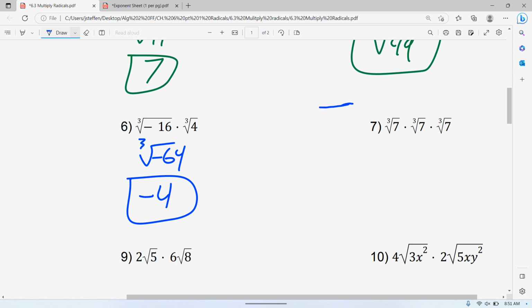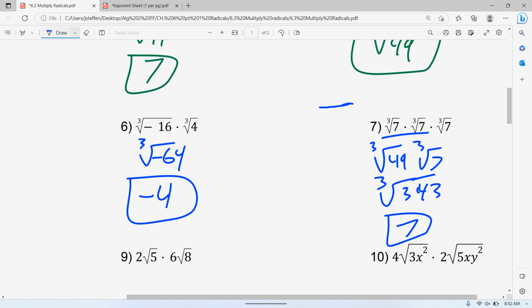And number 7, the last one like this. Again, we have the third root of 7, multiplied by the third root of 7, multiplied by the third root of 7. So technically, it's the third root of 49 times the third root of 7. So instead of distributing, I just multiply these two first. Then 49 times 7 is 343, so it's the third root of 343. But if you look at your chart, that is just 7.